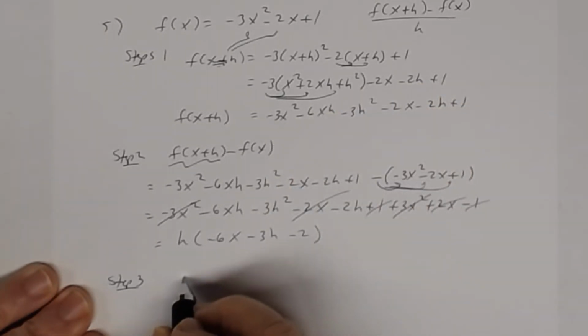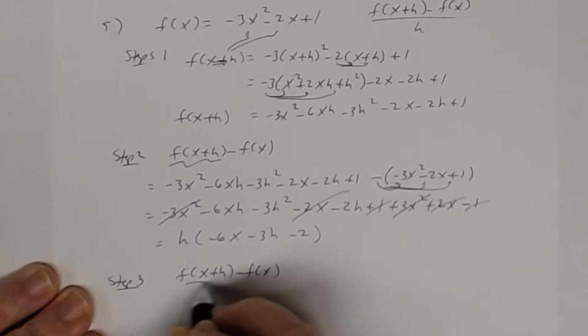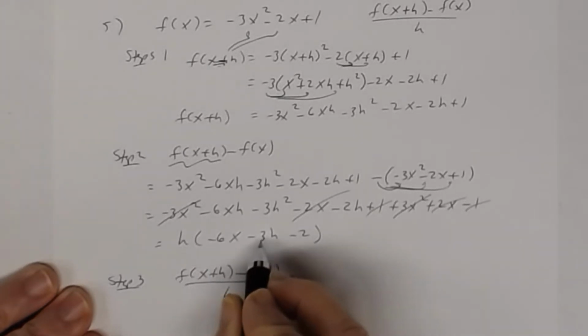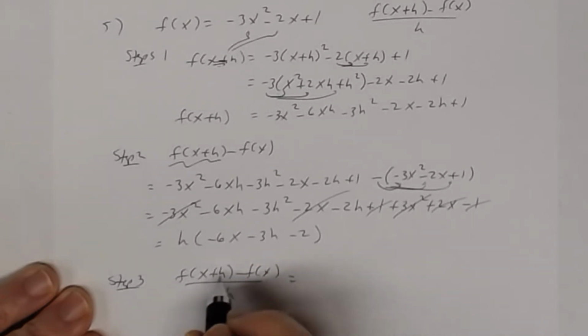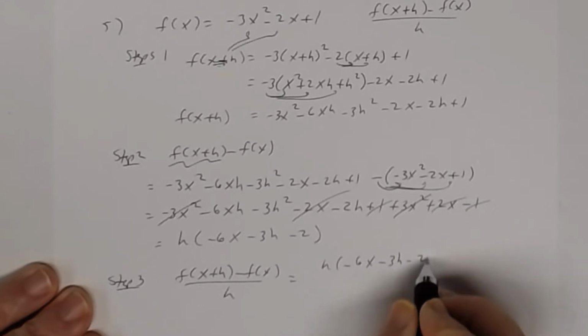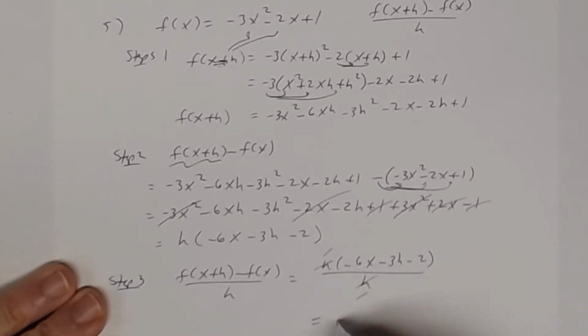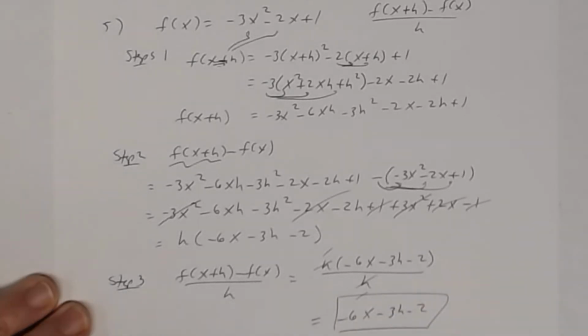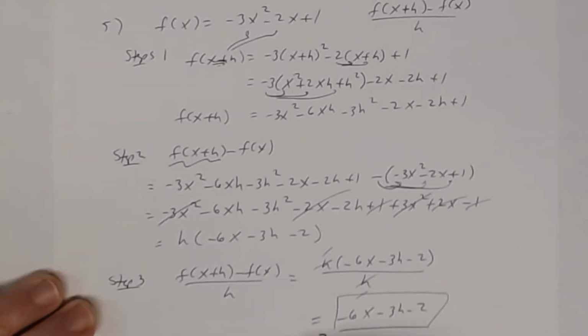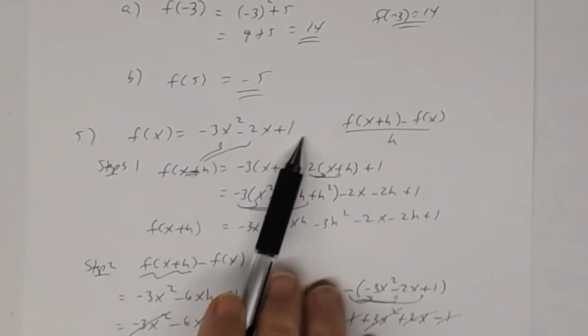So step 3, f of x plus h minus f of x divided by h. So I just found this now. That's this. This is your step 2. The whole thing is your step 2. So h times (negative 6x minus 3h minus 2) divided by h. And at this point, the h's divide out, and you have your answer. So the answer is this, negative 6x minus 3h minus 2. Okay, so that is your answer. That's the difference quotient for this function here.